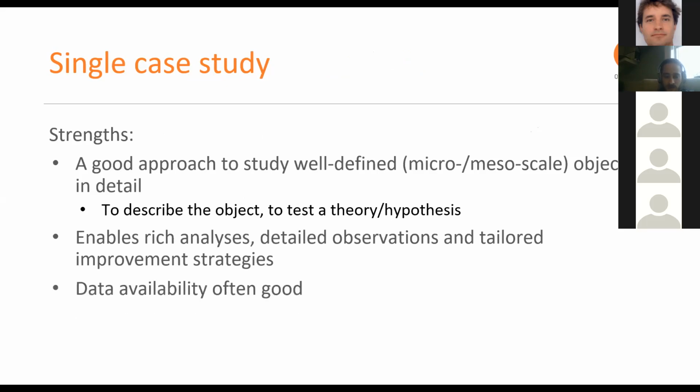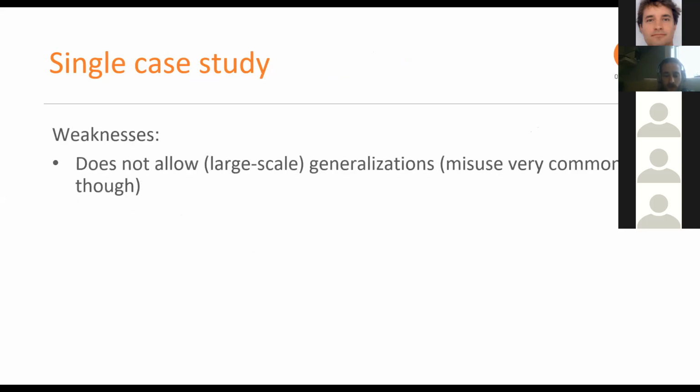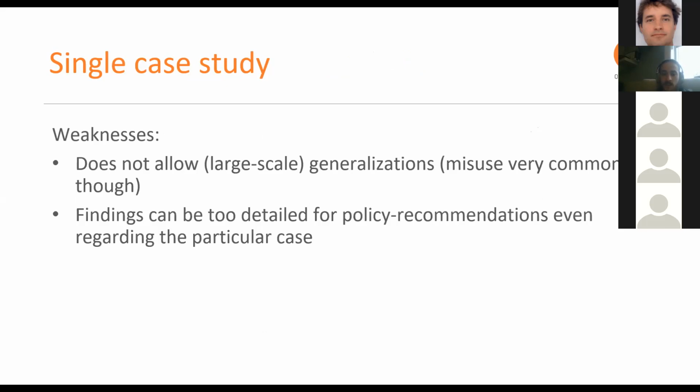And it enables rich analysis, and you're not overgeneralizing essentially. The data availability is also often good, but it does not allow large-scale generalizations. You can't assume that all geothermal plants would be exactly the same, because the case study isn't exactly applicable, like what I was talking about with the Turkish examples. And because of the lack of generalization, findings could be too detailed for policy recommendations, even regarding the particular case.